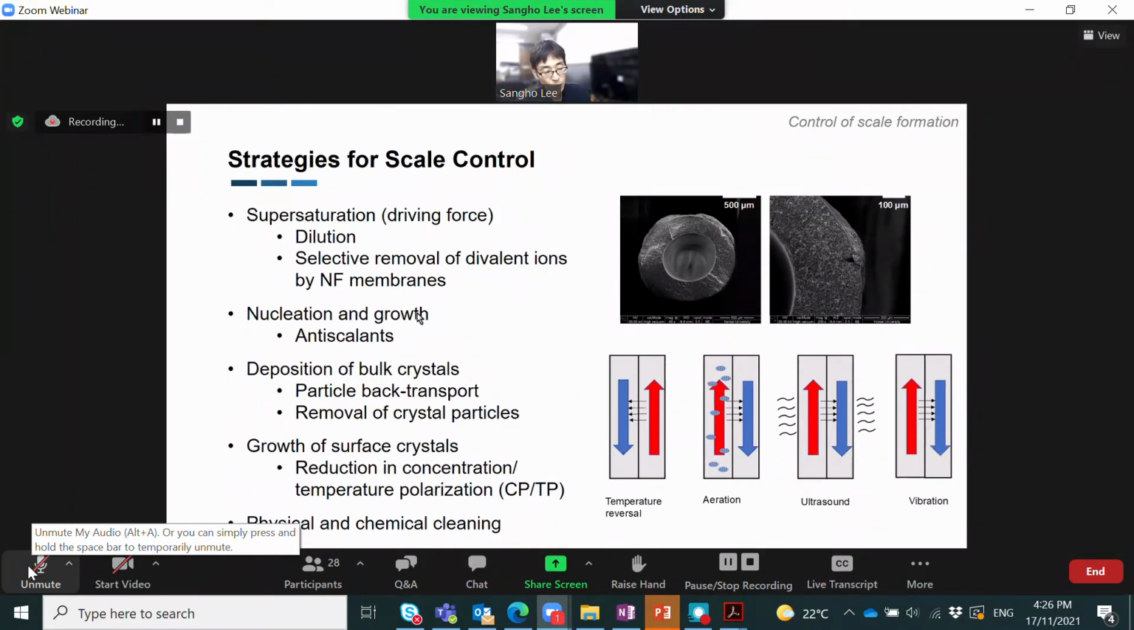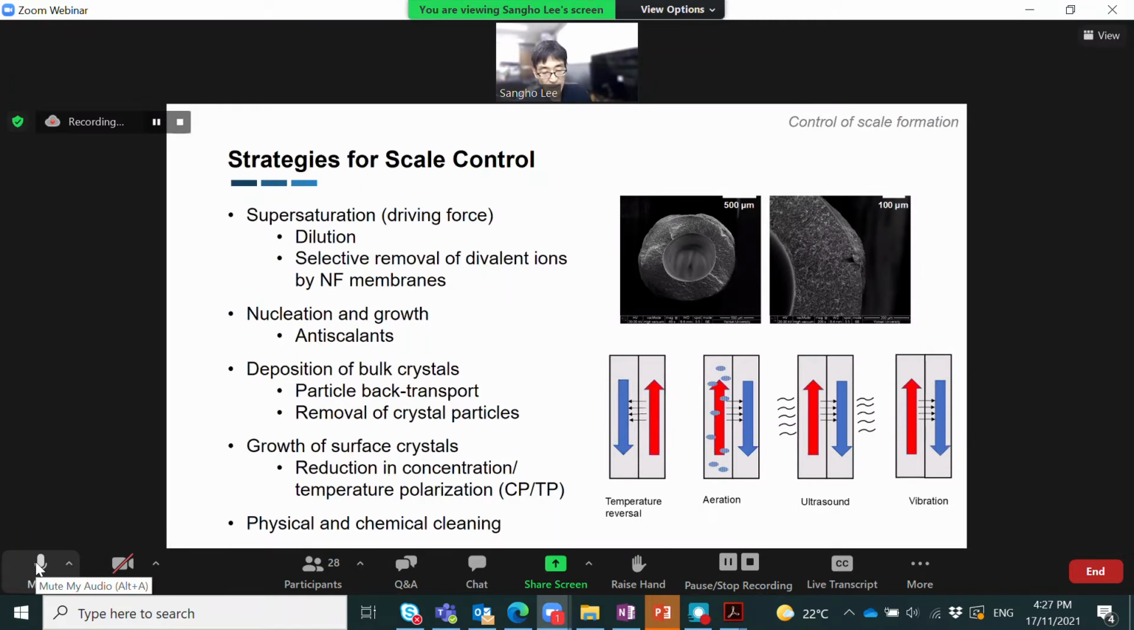And if we wanted to retard the nucleation or crystal growth, we can use antiscalant, and I'll just show you some of the results related to the antiscalant addition. And to prevent the deposition of bulk crystals, we can increase the flow rate, or we can alter the hydrodynamic conditions to enhance the particle back transport, or we can remove the crystal particles inside the system.